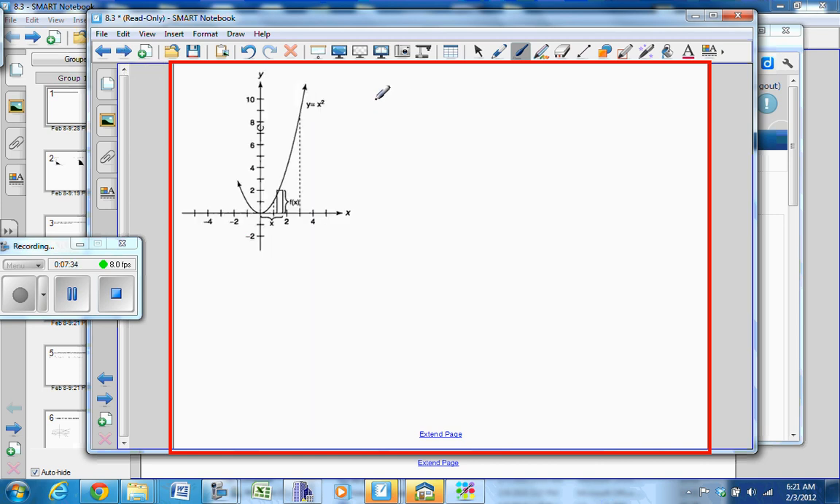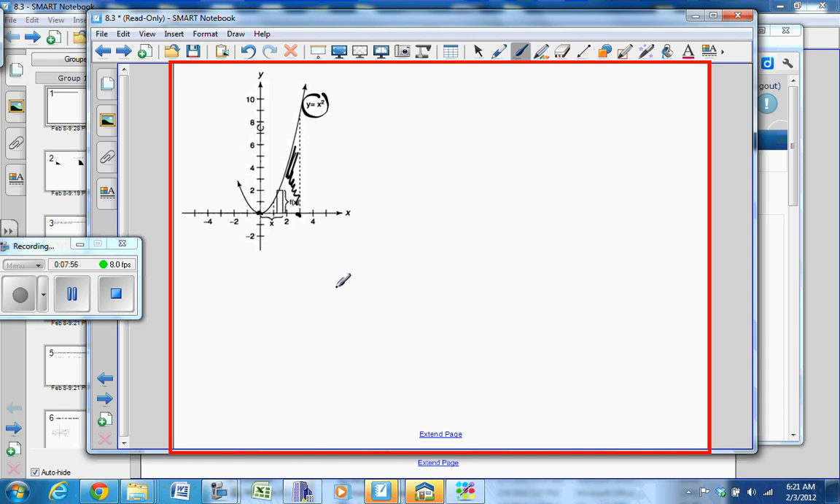So let's imagine that we wanted to find the volume of y equals x squared as we rotate this from 0 to, let's say, 3. So we want to take this whole region and rotate it around. Now, what's that going to look like?